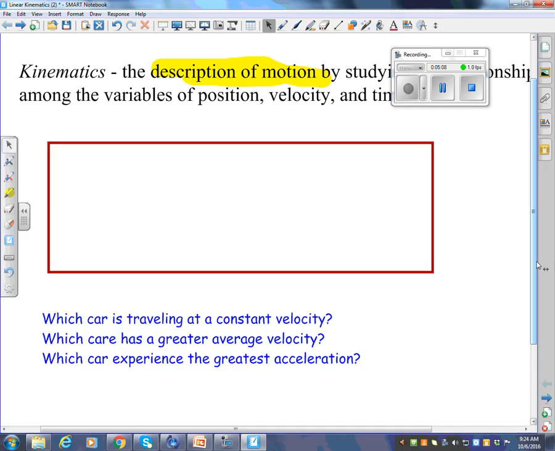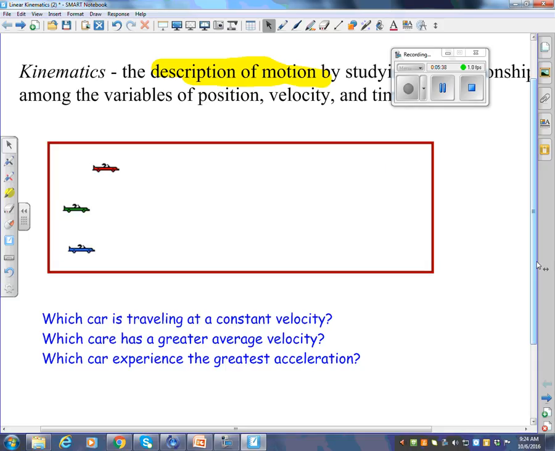What does constant velocity mean? Covering the same distance every second. Right? Which car has a greater average velocity? Why do you say the blue? Well, that's true. But the average, do they all go the same distance?